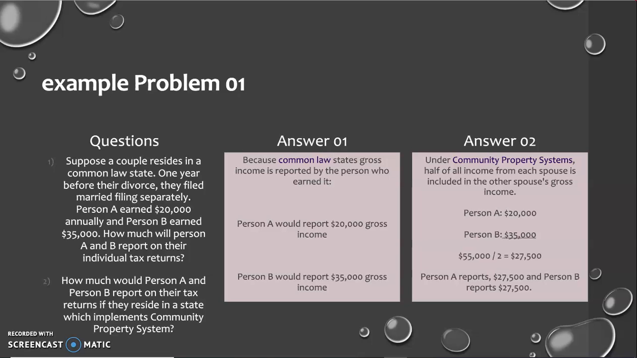So under a community property system, each spouse would report $27,500 of income.